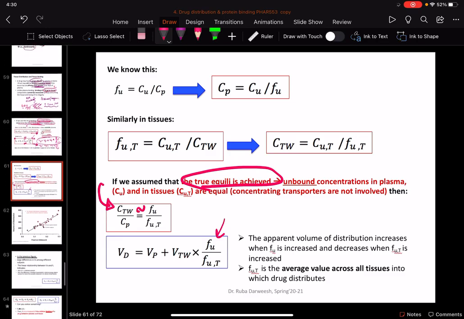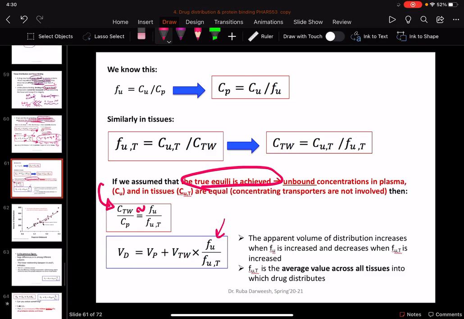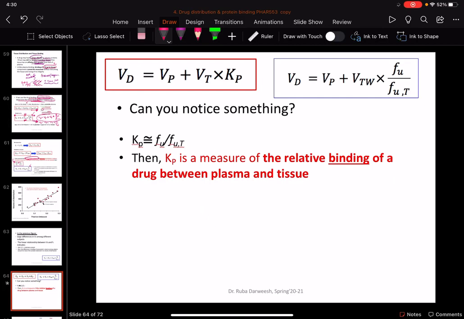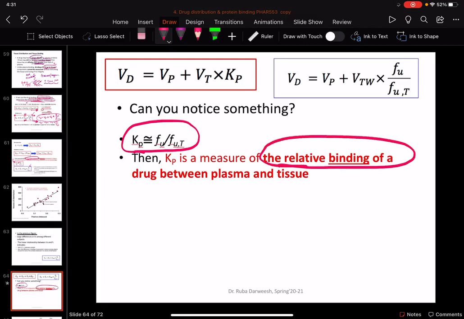And again, before going into this diagram, this is the idea that you need to get: we can know that the distribution ratio, or partition ratio, or the affinity, which is equal to this term, is a measure of the relative binding of the drug between plasma and tissue, which is an important point.